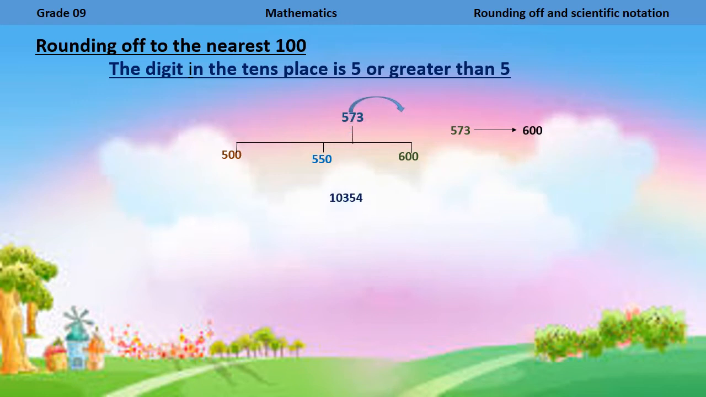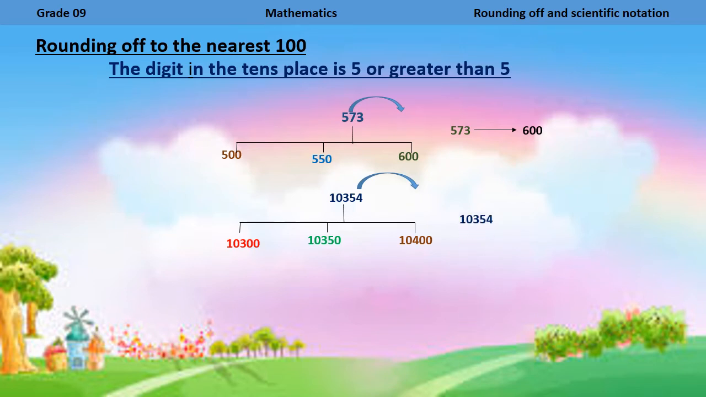Next one, 10,354. Here the digit in the tens place is 5. So 10,354 is in between 10,300 and 10,400. Mid value is 10,350. Then you can see 10,354 is closer to 10,400.